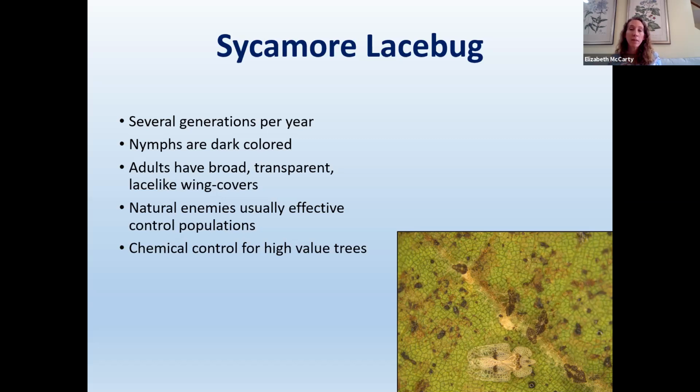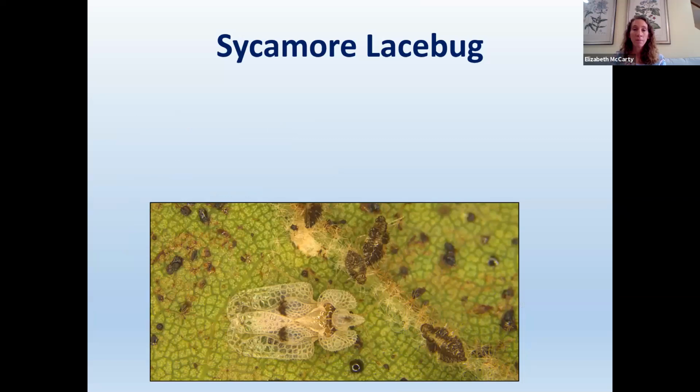So the recommendations would be to notice where damage is happening. If it's later in the year, mark that down to start observing earlier in the next year. And then there may be some chemical control that's warranted for high value visible trees, but most of the time it won't be. So here's a blown up picture of the adult and the immatures.